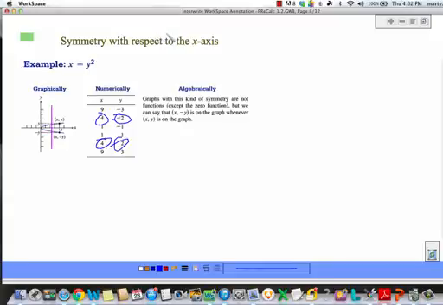But this is how you graph something with respect to the x-axis. We can run a line through the x-axis that cuts it into two mirrored halves on the top and on the bottom. So I'm more concerned with you understanding even and odd, but please understand that we can also have symmetry with the x-axis as well.